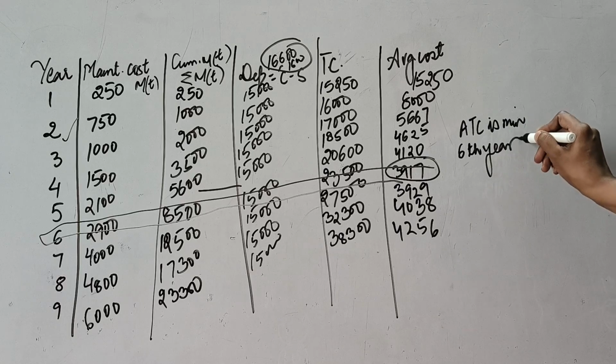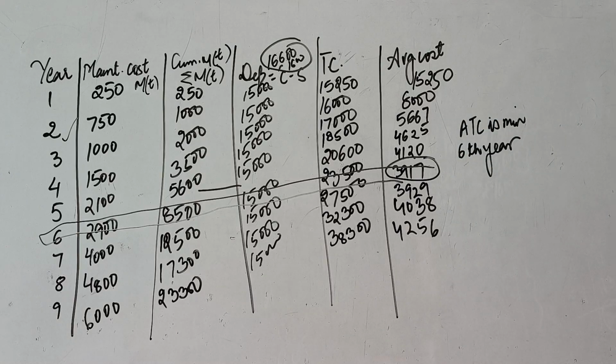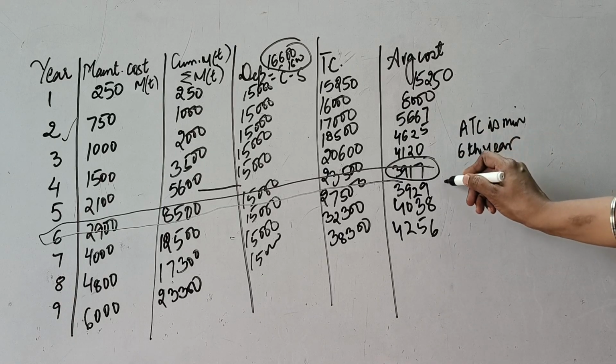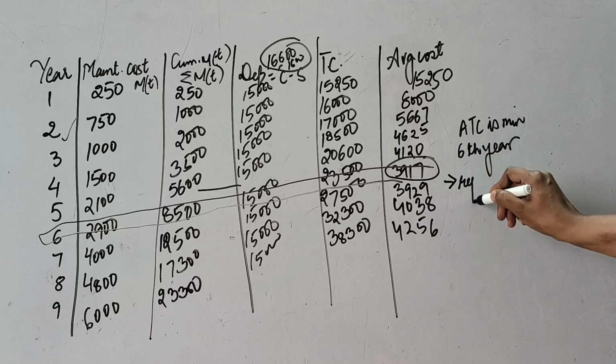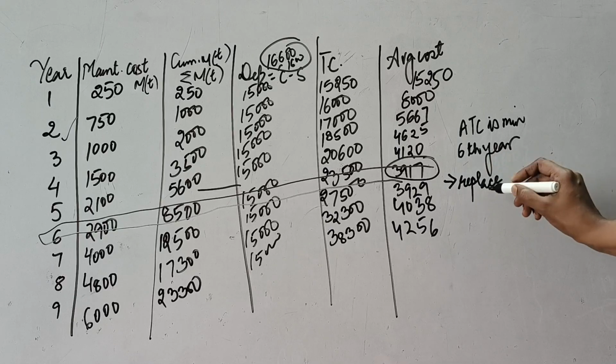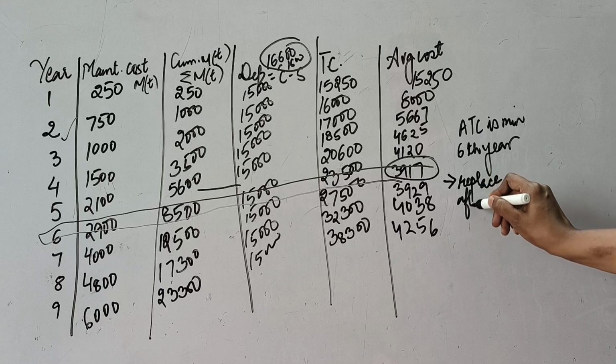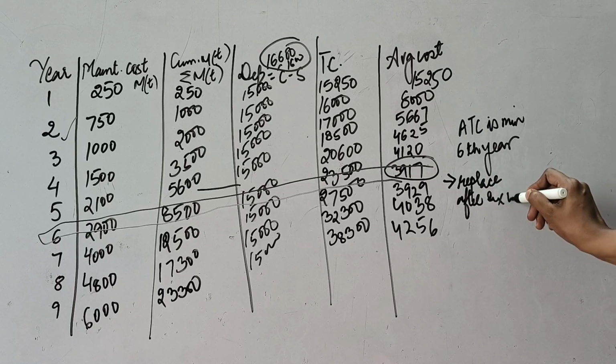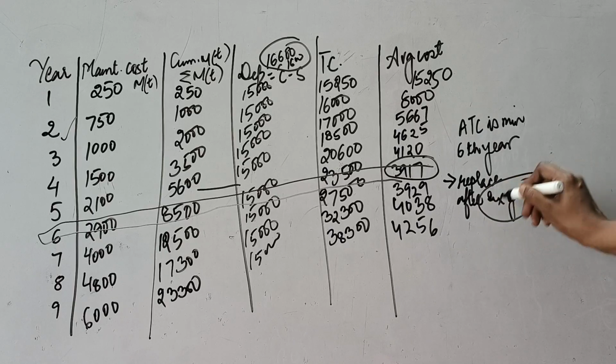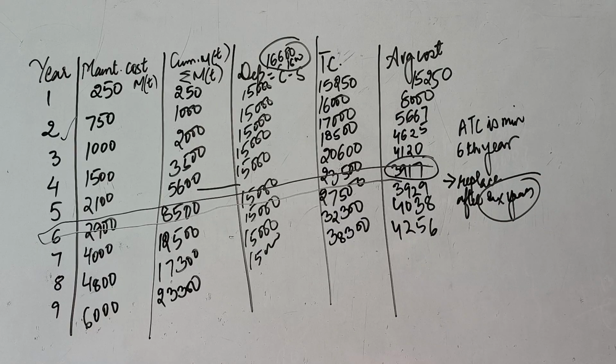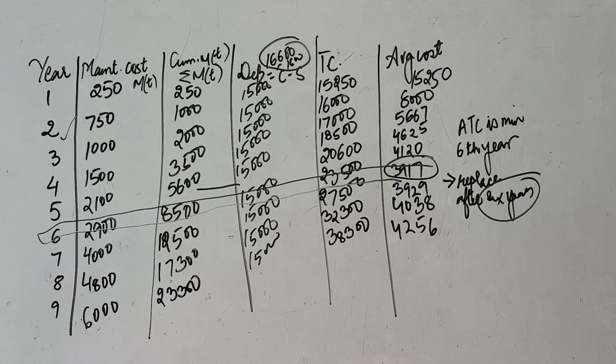So we know that the cost is minimum in the 6th year. So we will be writing it is advisable to replace the asset after every 6 years. So this is the optimal replacement period. This is how you will be calculating the replacement period of the asset when there is no consideration of the money value.